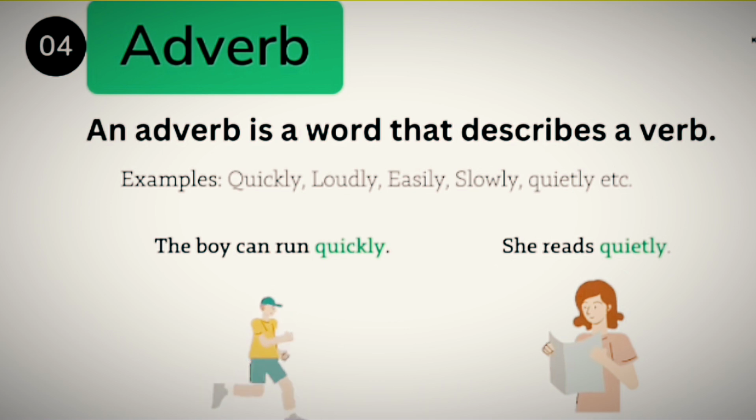Adverb. An adverb is a word that describes a verb. For examples, quickly, loudly, slowly, easily, quietly. The boy can run quickly. The adverb in this sentence is quickly. It describes the verb run. She reads quietly. The adverb in this sentence is quietly. It describes the verb read.